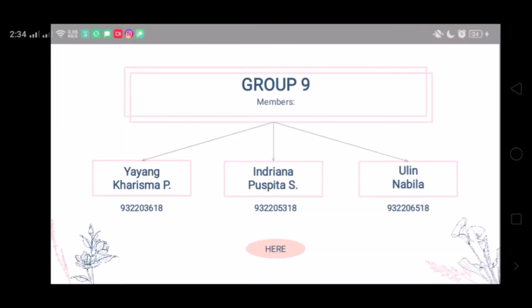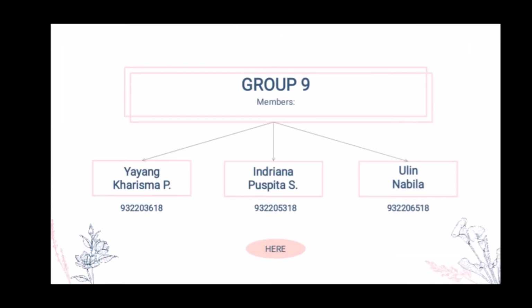So let's start with the members of the 9th group. The first is Yayang Kharisma Putri, and the next is Indriana Puspita Sari, and the next is me, Ulin Nabila.